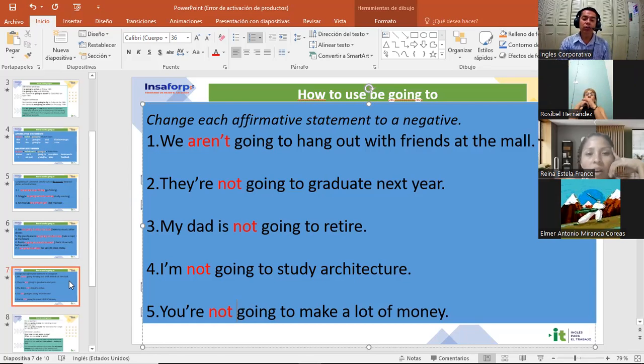They are not going to graduate next year. Or you can say, they aren't going to graduate next year. Or you can say, they're not going to graduate next year. Three, repeat, please. My dad is not going to retire.